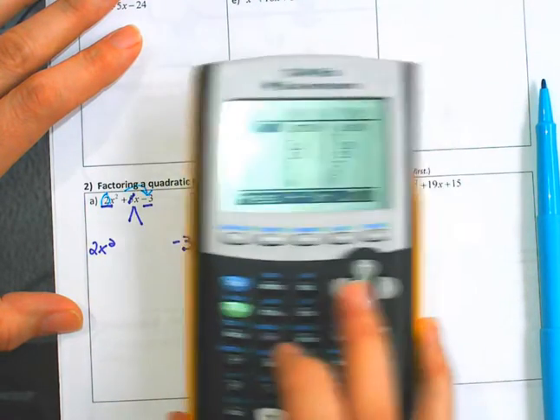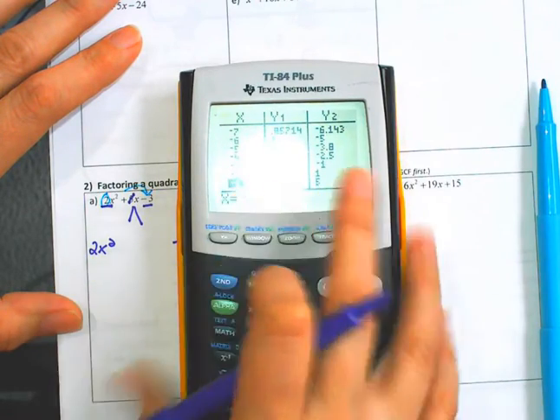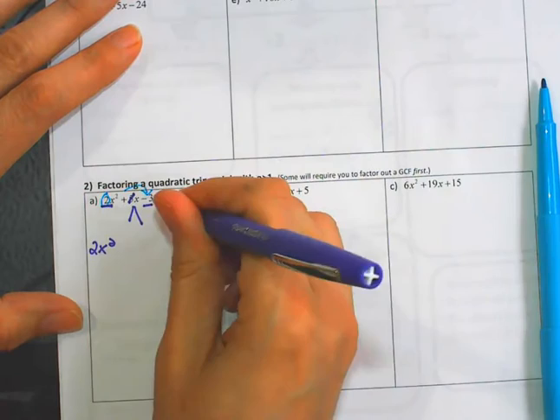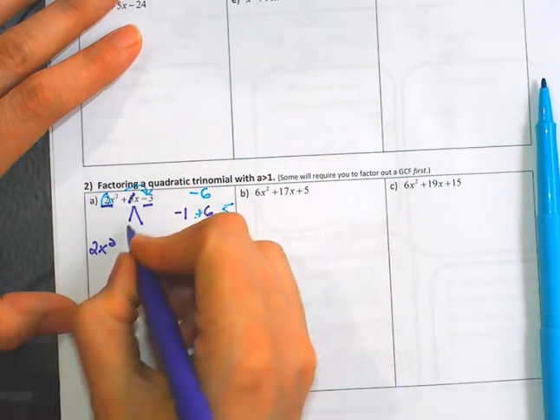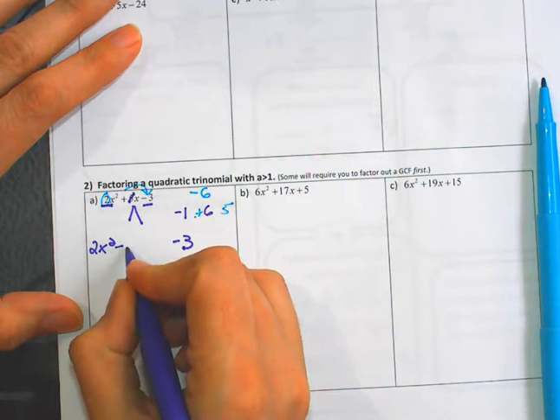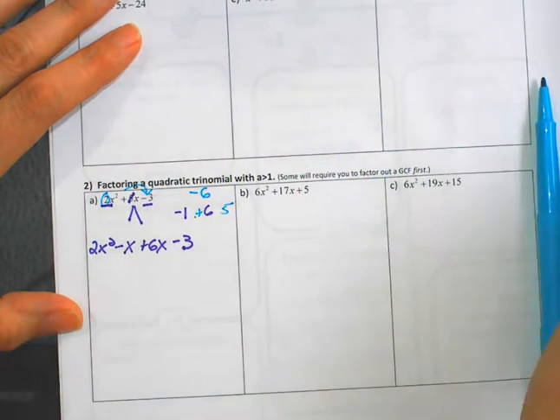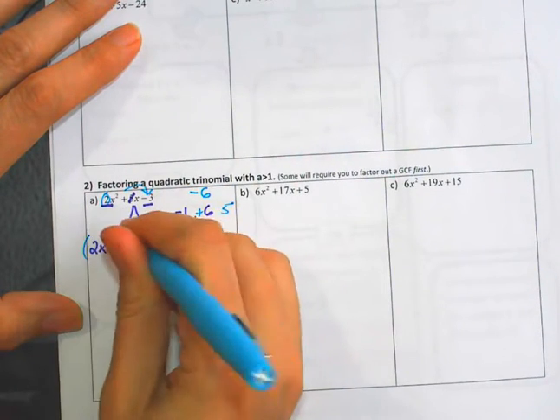Okay, and I'm looking for positive 5. So there's positive 5 of negative 1 and 6. So my 2 terms are negative 1 and 6. And that's what I'm going to split these 2 terms into. Minus 1x, I'm not going to write the 1, plus 6x. Now, group the first 2 together. What can you factor out?